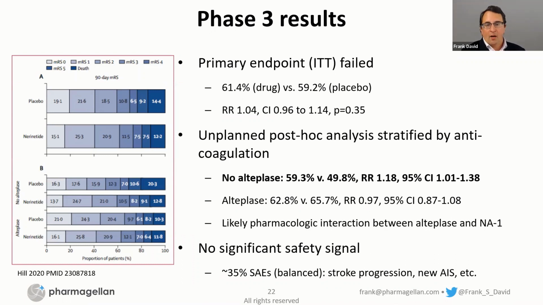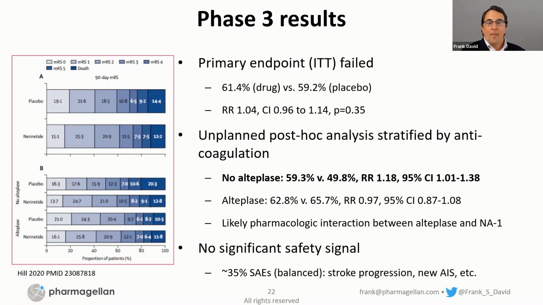And you see the stats there. But then they did an unplanned post-hoc analysis and they stratified by who got anticoagulation and who didn't. And they found that actually the drug did seem to work in the patients who did not get anticoagulation beforehand. And they went on and further found that there appeared to be some sort of weird pharmacologic interaction between alteplase, which is the anticoagulant, and Neuroanatide. So essentially, alteplase was inactivating their drug.